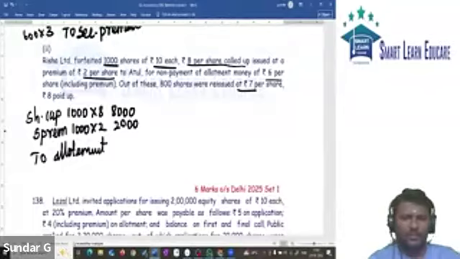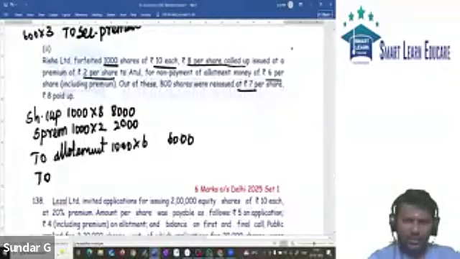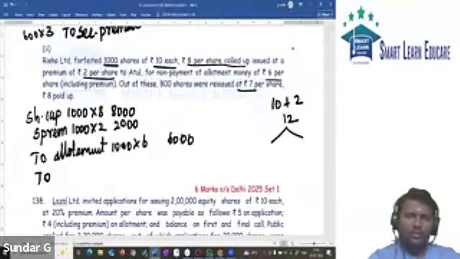Also to share allotment. What is the allotment price? 6 rupees. 1,000 into 6 is how much now? It is 6,000. And also what is the gain to the shareholder? Shareholder paid only what now? 8 rupees is the price, including premium. So total share price is 10 plus 2, 12 rupees is the amount. The 12 rupees breakup is 10 rupees face value and 2 rupees premium.